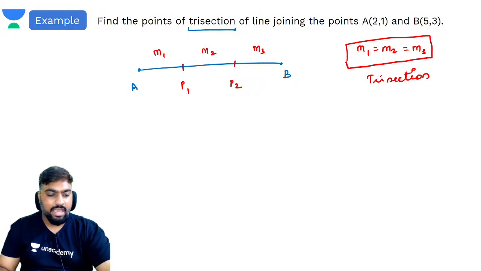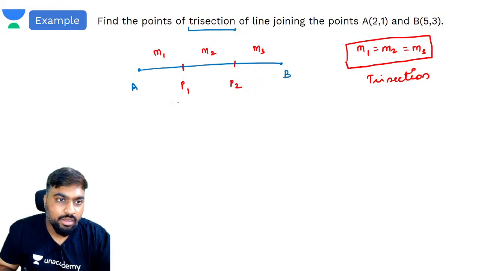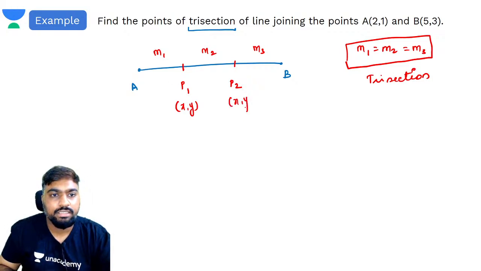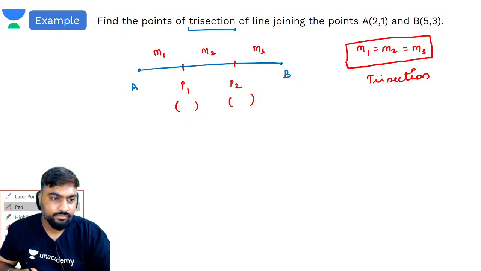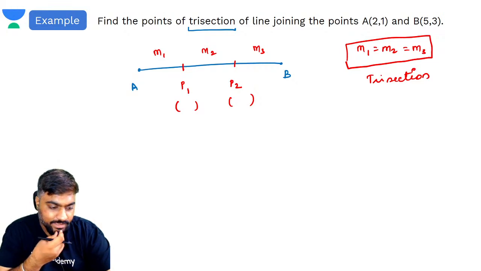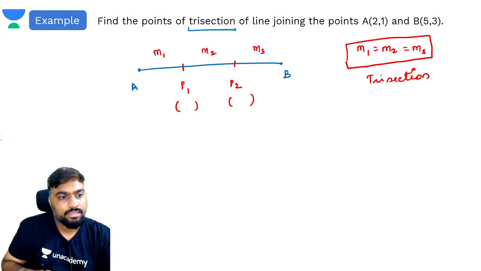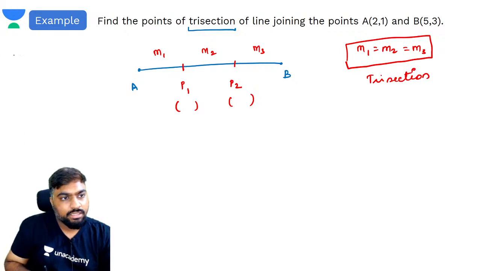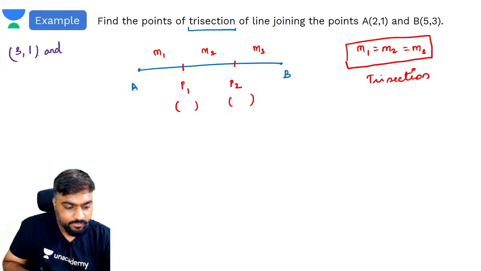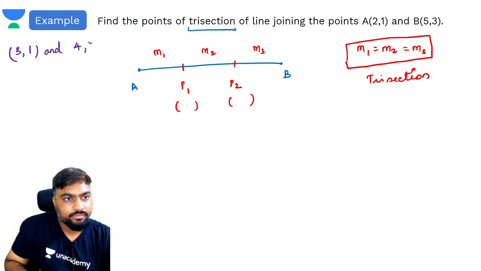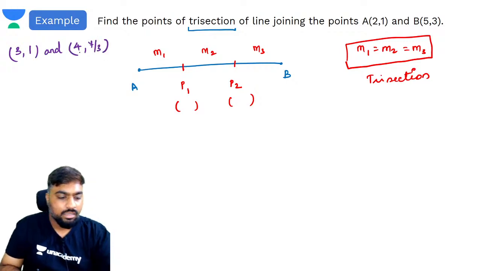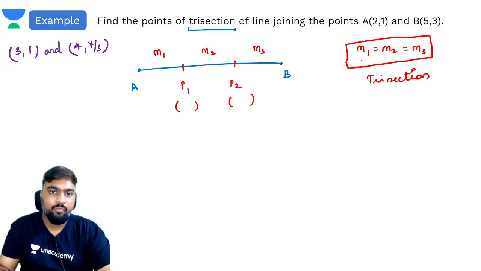Chalo, quickly try karo. So I want you to give me coordinates of P1, x, y, P1 का देना है और P2 का coordinates देना है. Give me the coordinates of P1 and P2. One point is 3,1. Okay, नलिन के हिसाब से one point is 3,1 and the other is 4,7/3. Okay, how about others? I've given you the logic here. M1, M2, M3 equal है. Logic दिया मैंने, फटाफट से try करके बताओ.